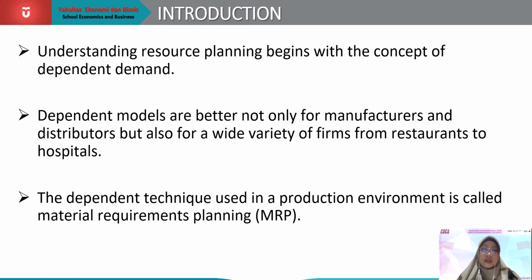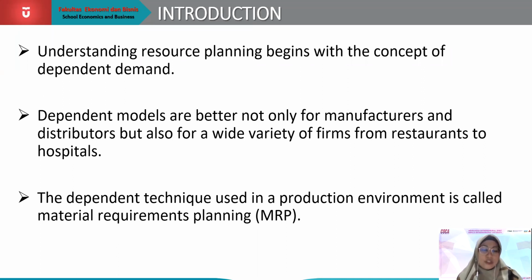For example, the demand for hamburgers is increasing. It means all the components that we need to make a hamburger also increase. That's what we call dependent demand.